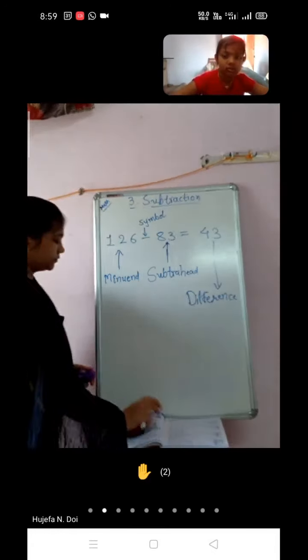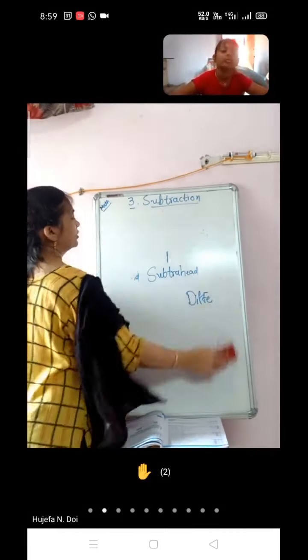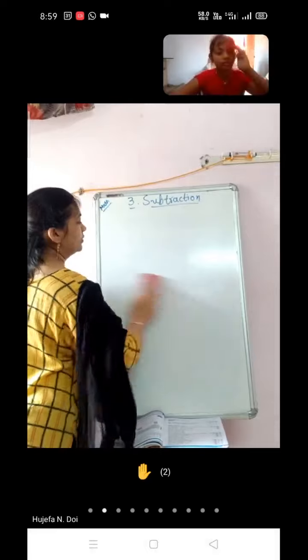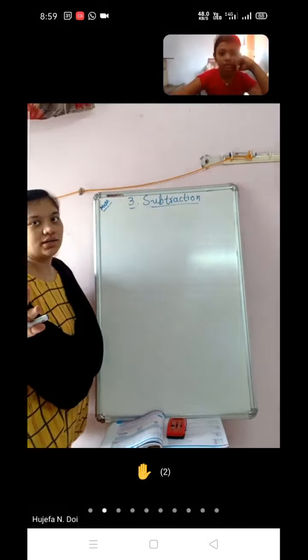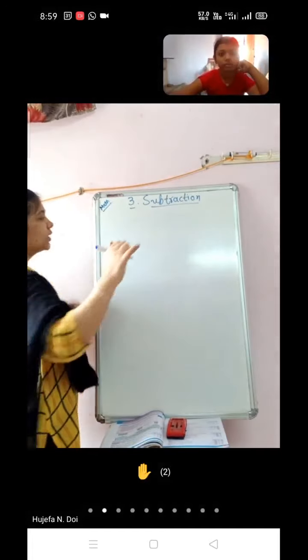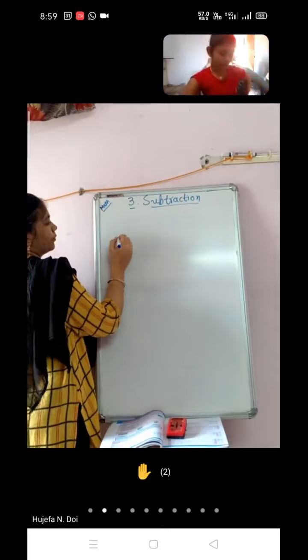Okay, so let's start the examples. In class 2 you learned 3-digit numbers, right? So we are seeing some examples of 3-digit numbers.